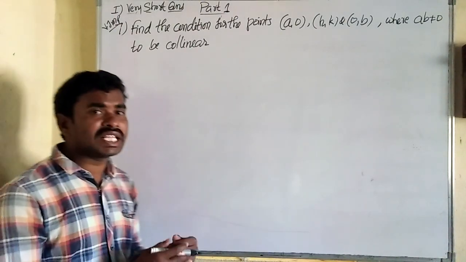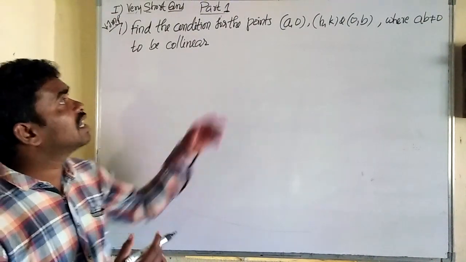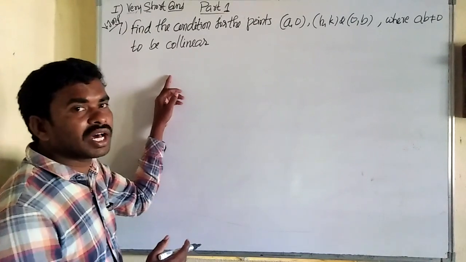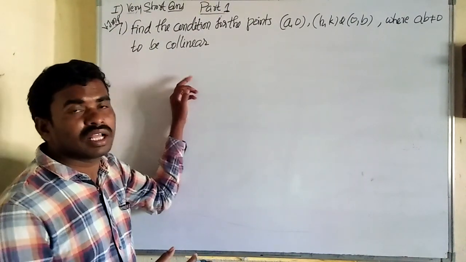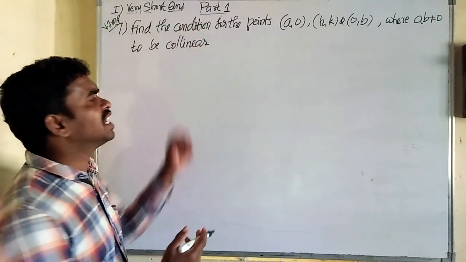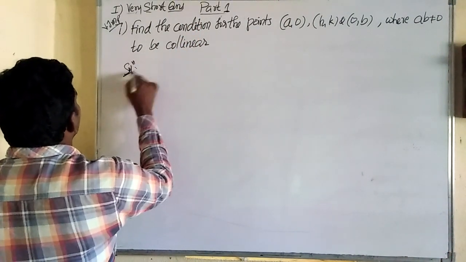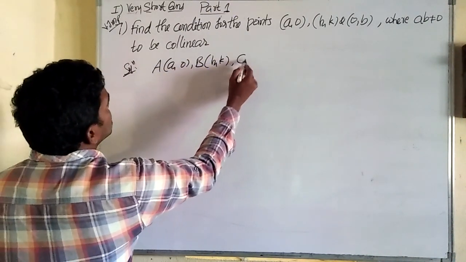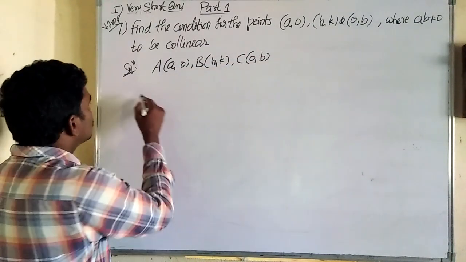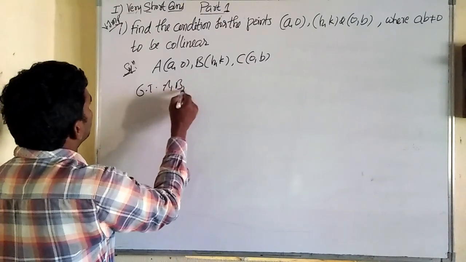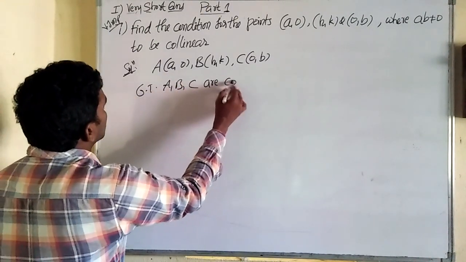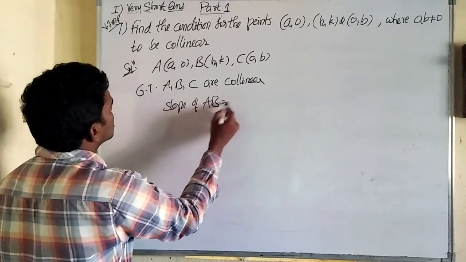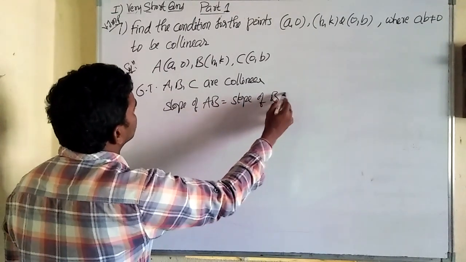Okay, here we should find the condition so that the given 3 points are collinear. Given that the 3 points are collinear, what do we have to find? We should find the condition. Okay, solution. Let A is (a, 0), B is (h, k) and C is (0, b). Given that these 3 points A, B, C are collinear, immediately we can write slope of AB is equal to slope of BC.